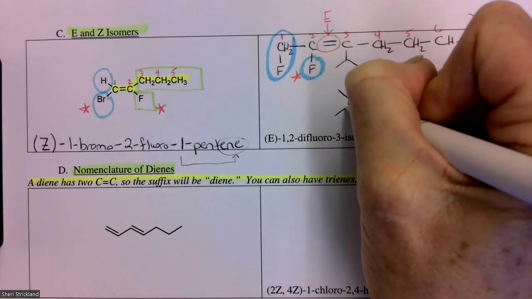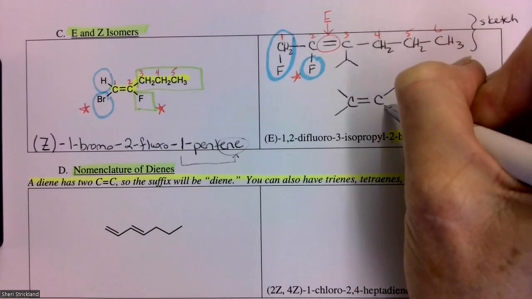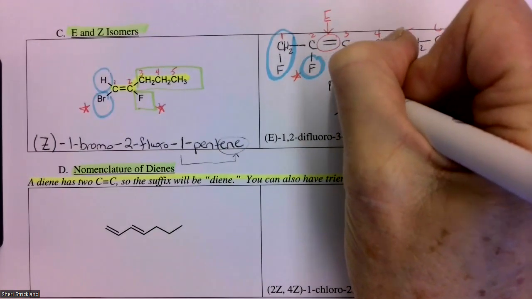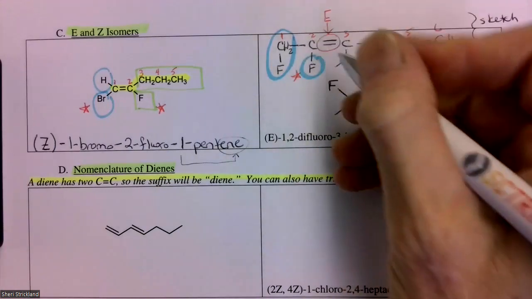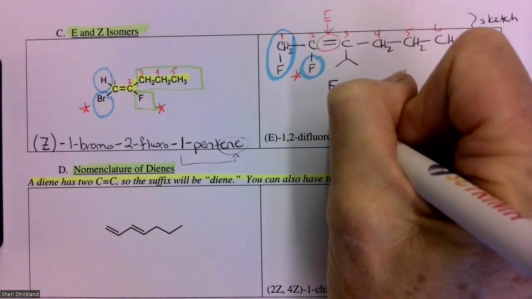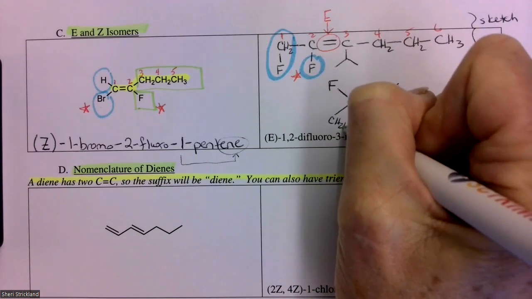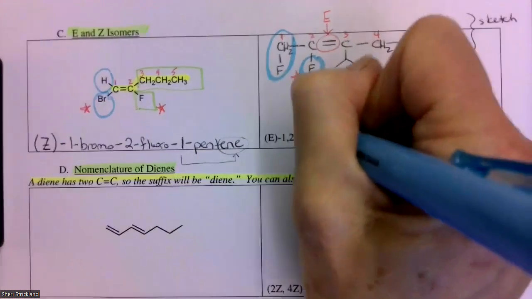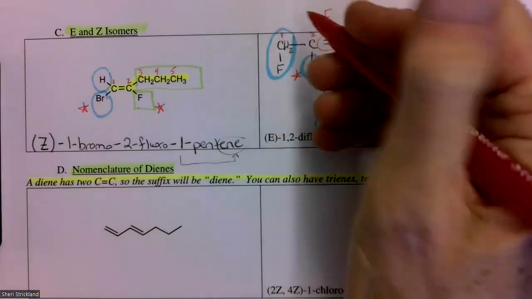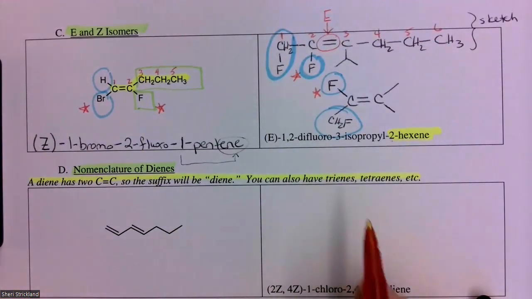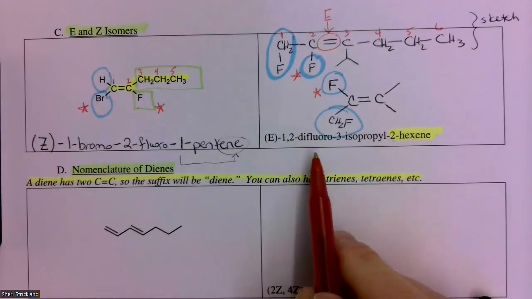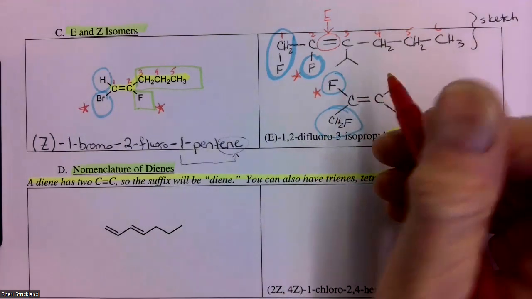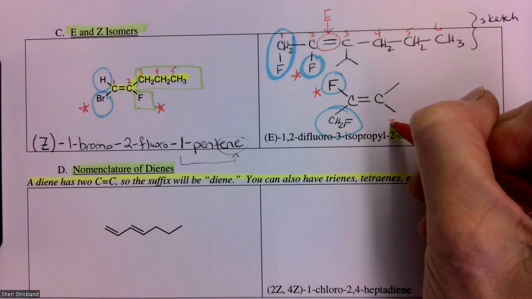So I've got to draw those bond angles like this. I'm just going to decide to put the fluorine there. And that puts my CH2F right there. So here they are, and this one had the higher priority. With E, I've got to have the two groups of higher priority on opposite sides. So the other one has to be down here.